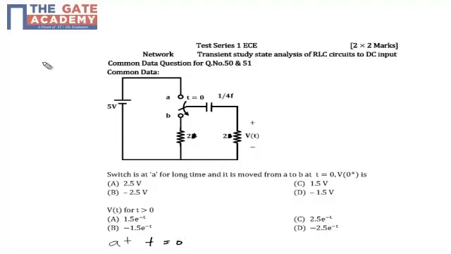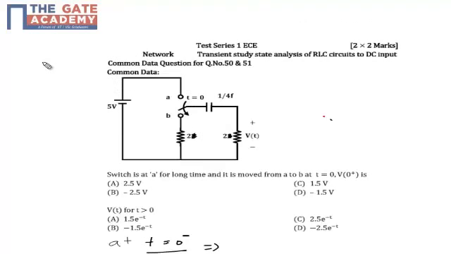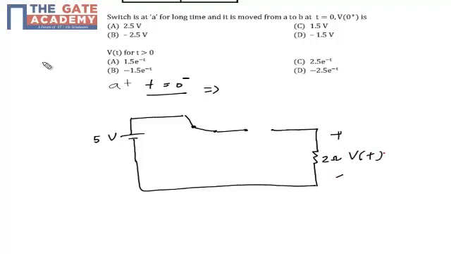At t is equal to 0 minus, I'm going to draw the steady state diagram of the circuit. We will have a battery of 5 volt. In this case my knob has been connected to the point A. Here my capacitor C will be charged and will behave like an open circuit, and I will have a resistor of 2 ohm across which I need to find out the voltage Vt.